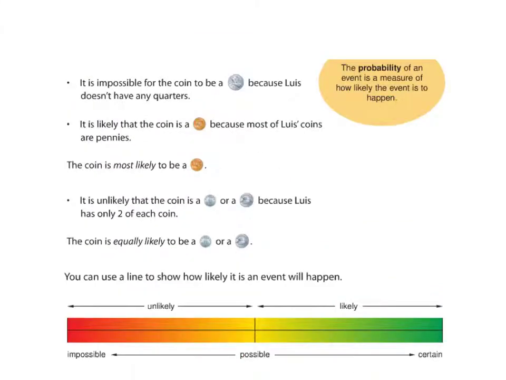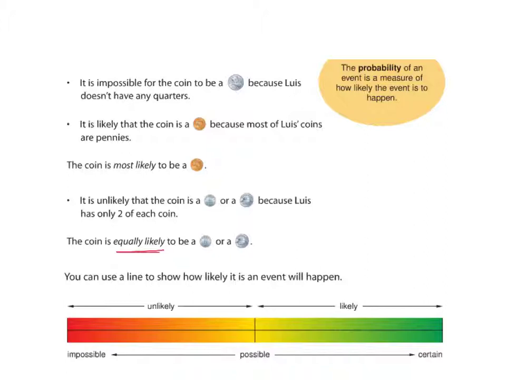All right, so as we've discussed, it is impossible for the coin to be a quarter. He doesn't have any. It is likely that it is a penny because that's what he mostly has. The coin is most likely to be a penny. It is unlikely or improbable that the coin is a dime or a nickel because he only had 2 of these. It is equally likely that it is a dime or a nickel because he had the same number of those.